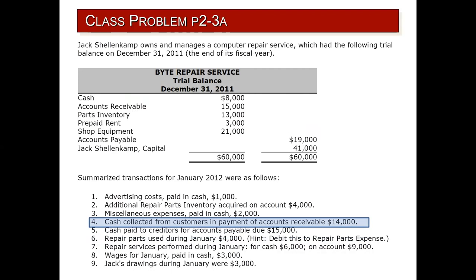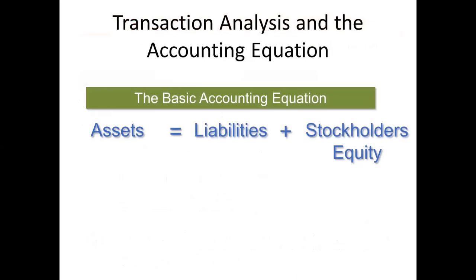Collected cash from a customer in payment of accounts receivable, $14,000. So you see they have a $14,000 ending balance on December 31st. And it says that the customer in January paid off $14,000. So we're going to do what? Anybody? We're going to debit cash and we're going to credit accounts receivable. Great. Okay, so this is pretty cut and dry now, yeah? So you guys should know that.